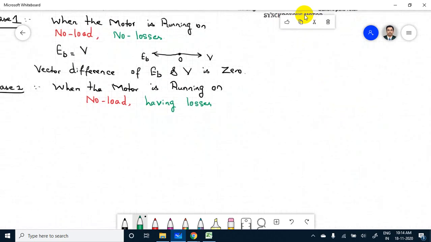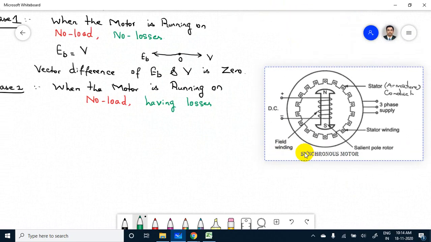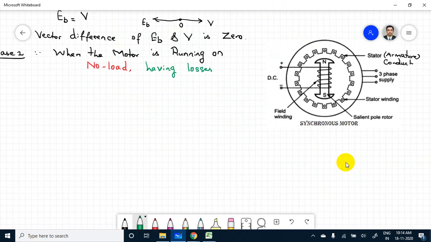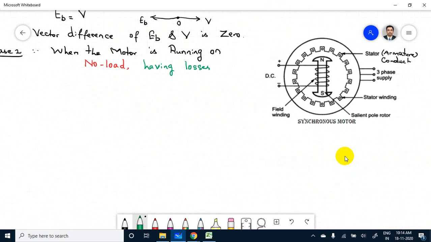See this diagram also. In this case, the vector diagram, the V value which we are applying here is a 3-phase supply, this is my V, V to the stator. The vector diagram will be like this. V, this point will be 0, the origin.